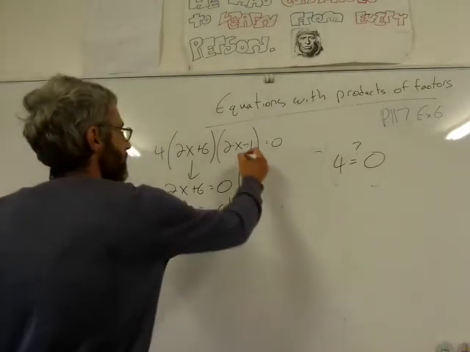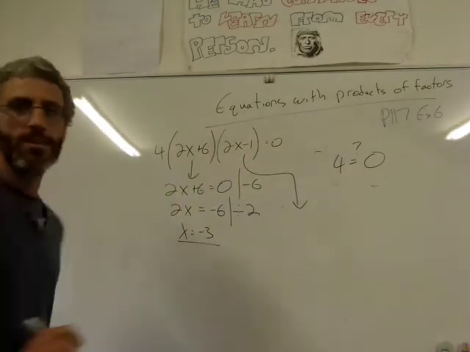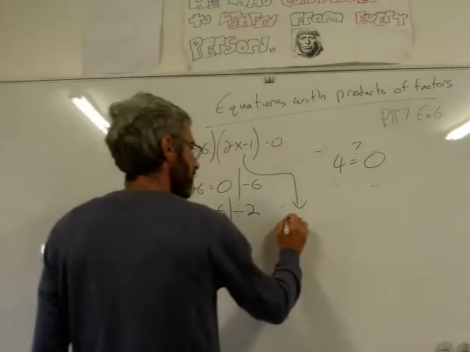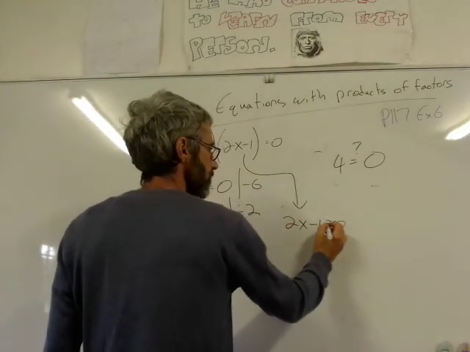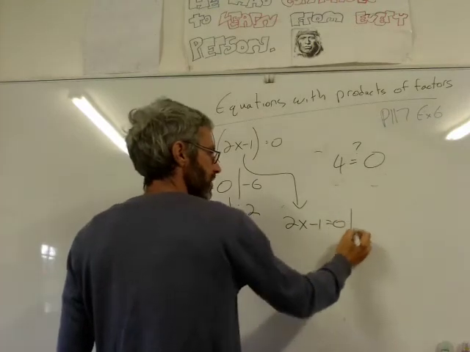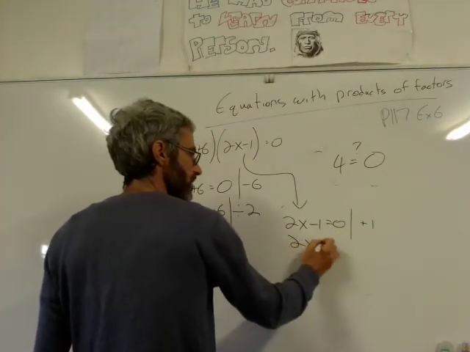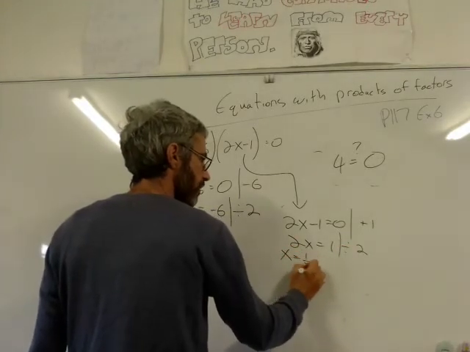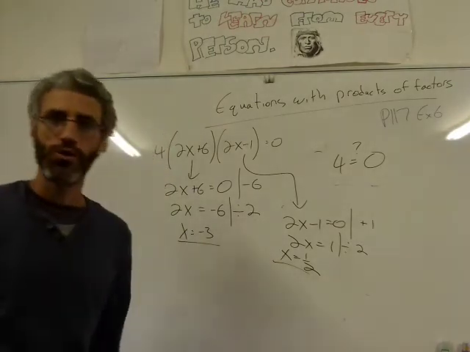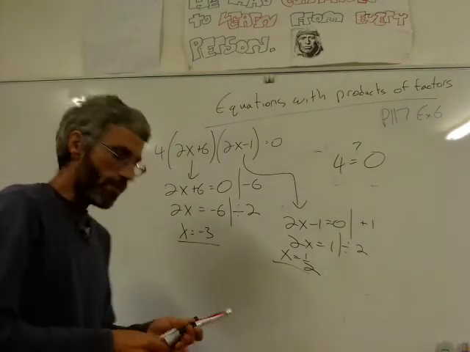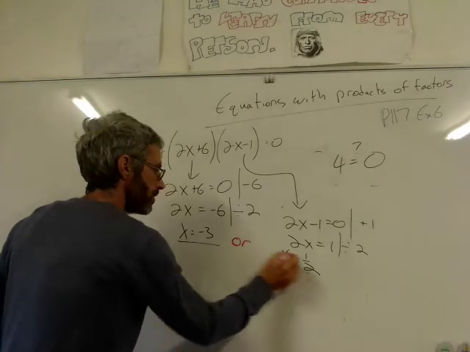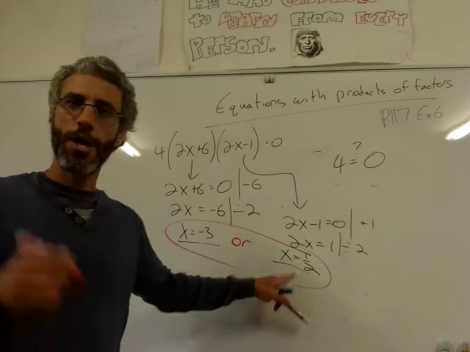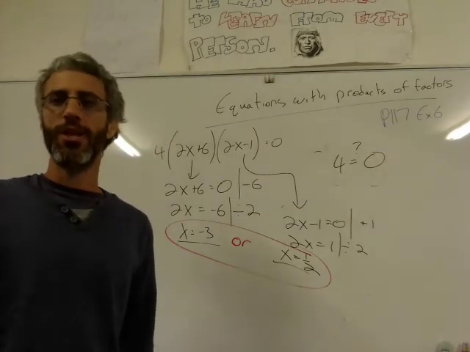Next, I want to find out about 2x minus 1. Can that be equal to 0? Yes, it can. How can we do it? 2x minus 1 equal to 0. Add 1 to get rid of the minus 1. I'll get 2x equal 1. Divide by 2, x equal half. And that is also a solution. So we've got two solutions: x equal minus 3 or x equal half. And you've got to get both of them written down to get the full marks.